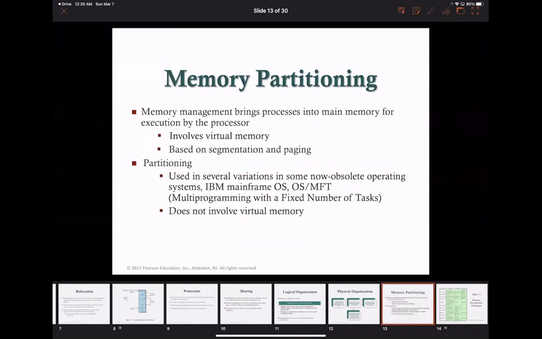The principal operation of memory management is to bring processes into main memory for execution by the processor. In almost all modern multiprogramming systems, this involves a sophisticated scheme known as virtual memory. Virtual memory is in turn based on the use of one or both of two basic techniques: segmentation and paging. Before we can look at these virtual memory techniques, we must prepare the ground by looking at simpler techniques that do not involve virtual memory.